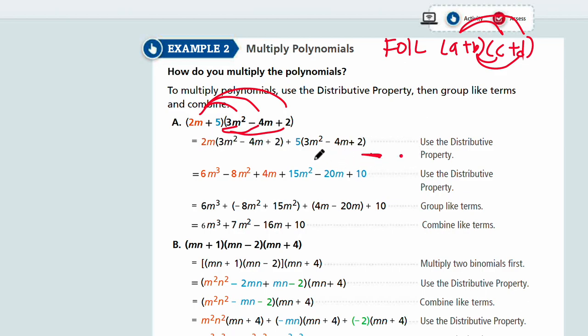Okay, and so then you will have 6m cubed minus 8m squared plus 4m plus 15m squared minus 20m plus 10. But now we have to simplify by using like terms. So you need to group like terms. It's the same step from example 1. So you have to group like terms, combine like terms, and write it in standard form to multiply and simplify. Let's look at part B.